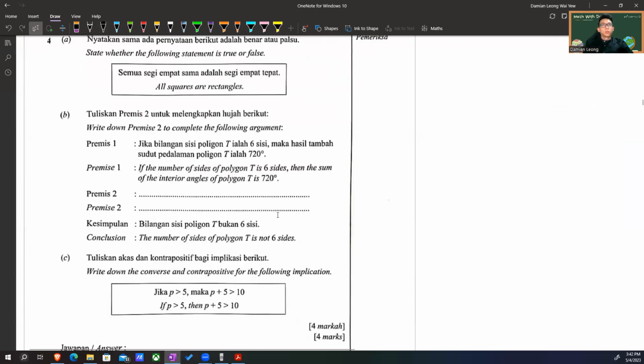Question 4. So first, state whether the statement is true or false. All squares are rectangles. All squares are rectangles is true. If it's the other way, all rectangles are squares, then it's wrong. But all squares are considered rectangles.